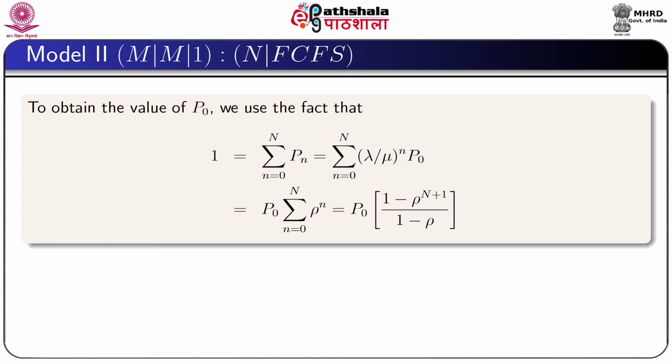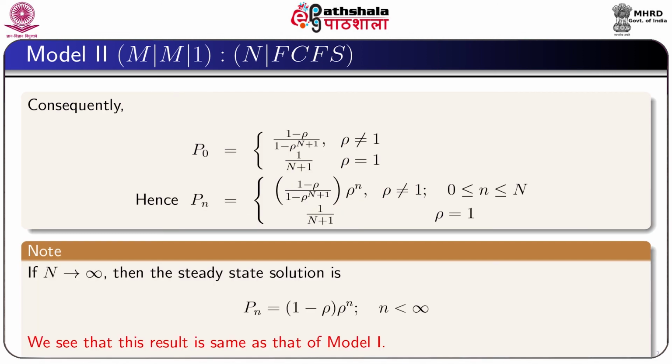In order to obtain the value of P_0, we can use the relation sigma n equal to 0 to capital N of P_n equal to 1, and this gives P_0 equal to (1 minus rho) by (1 minus rho to the power capital N plus 1) when rho is not equal to 1, and P_0 equal to 1 by (capital N plus 1) when rho equal to 1.